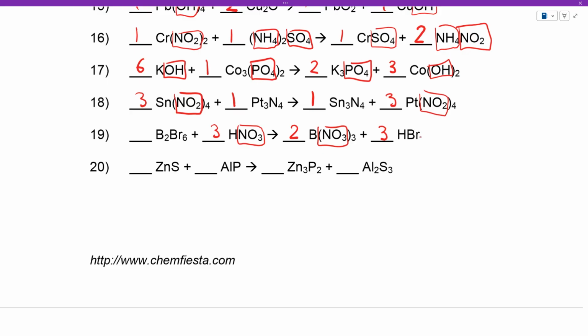For bromines, over here we have 3 bromines. Over here we have 6. So this needs to be 6 now. And that changes the amount of hydrogens we have. So this should be a 6. And we have 6 NO3s over here now. And oh wait, we already have 6 NO3s over here. Looks like I made a mistake somewhere. That's okay, because we're double checking anyways. So 2 borons over here, 2 borons over here, 6 bromines, 6 bromines, 6 hydrogens, 6 hydrogens, 6 NO3s. 3 times 2 is 6 NO3s, and this equation should be balanced.